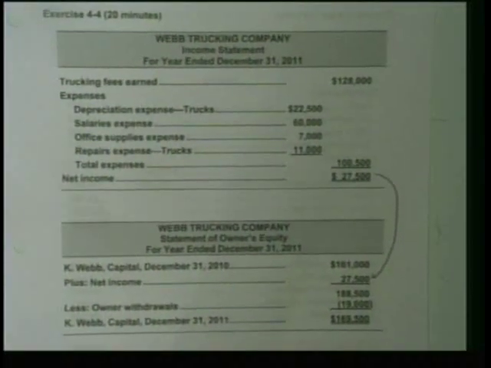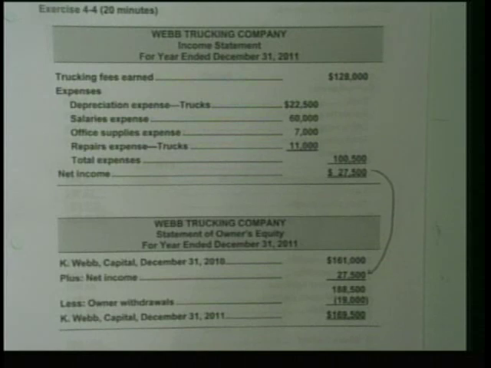If not, I want to go through those last three exercises real quick. They gave you information and they wanted you to prepare an income statement, statement of equity, and then a classified balance sheet, right? So let's take a look at exercise 4.4 first of all. Now I'll talk, but just go ahead and leave the camera on the Elmo, all right?